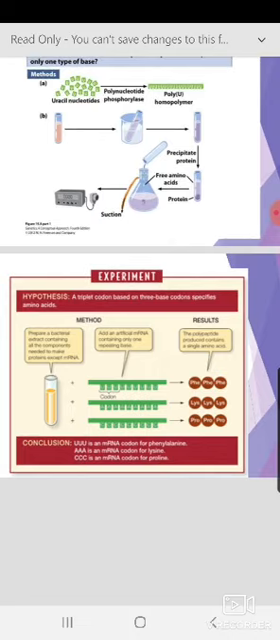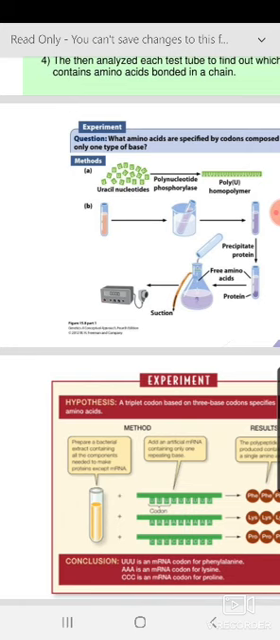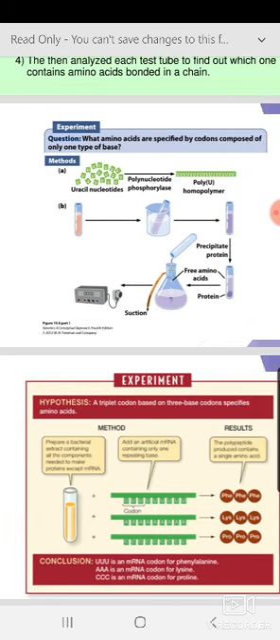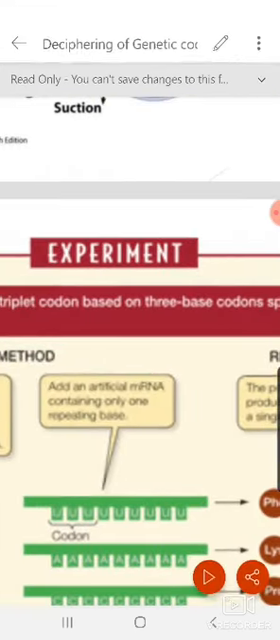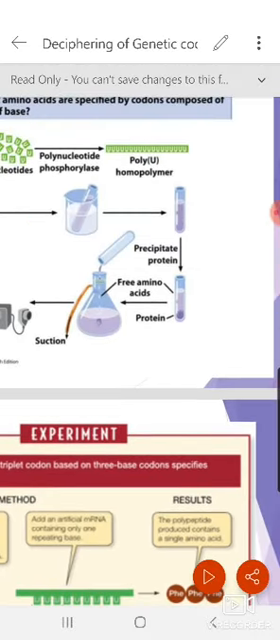So this is the first experiment. By doing this experiment, Nirenberg and Matthaei proved that UUU codes for phenylalanine, AAA codes for lysine, and CCC codes for proline. I hope you understood. Please ask me questions in case there are any issues. Thank you very much.